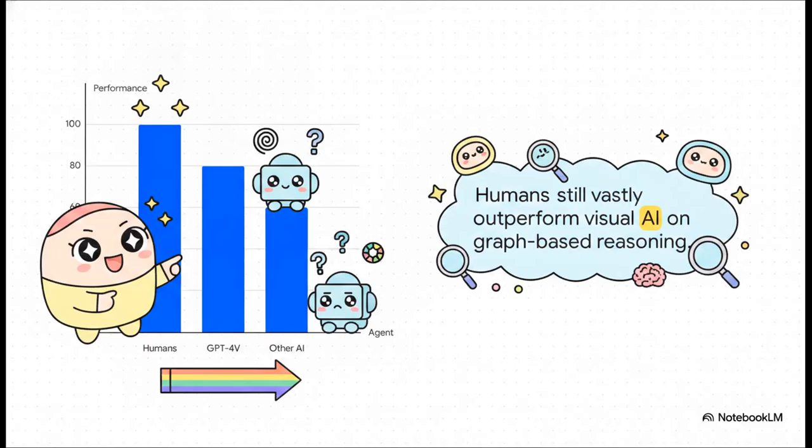And interestingly enough, our human graph-reading superpower is still vastly superior to cutting-edge AI. When tested on graph-based reasoning, human adults score way above advanced visual AI models like GPT-4v. The AI actually makes totally different types of mistakes than we do, which shows that we have developed a highly specialized, deeply human cognitive skill for reading these abstractions.